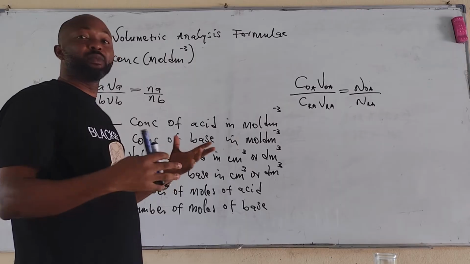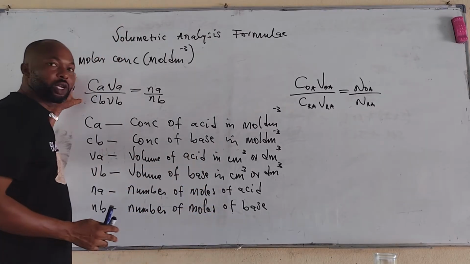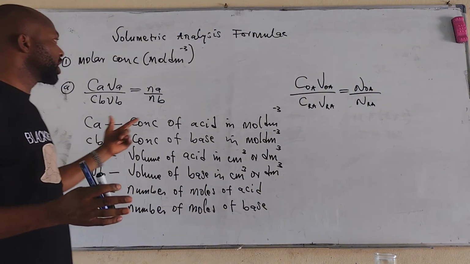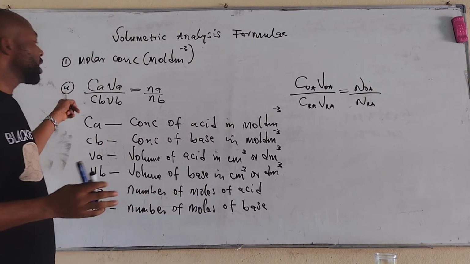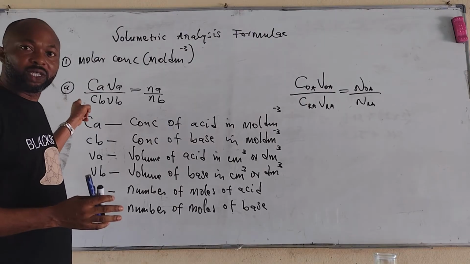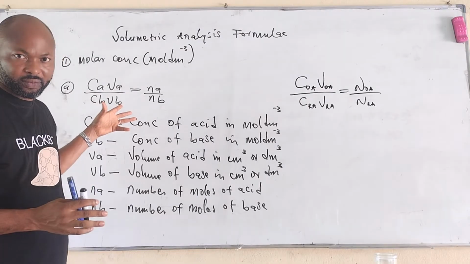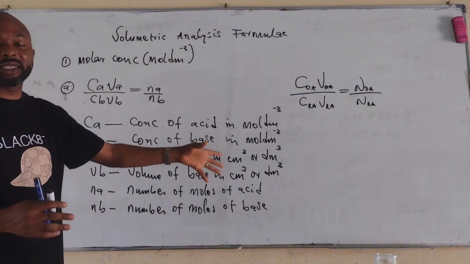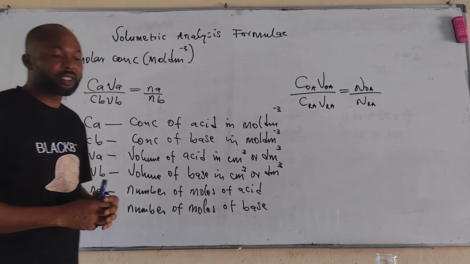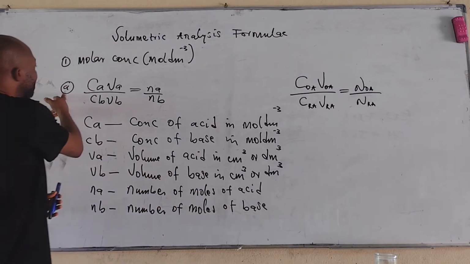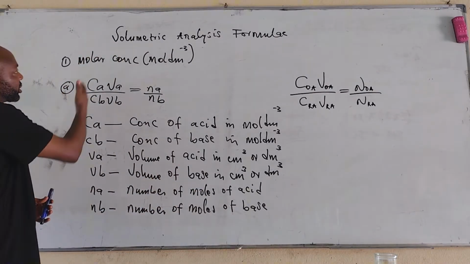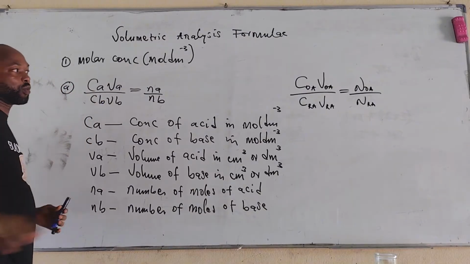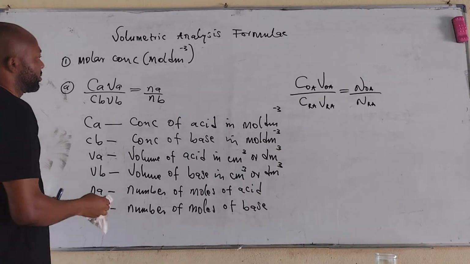When we're dealing with acid-base titration, this is what we use. You must know the difference and when to use them. If you are dealing with redox and you use the acid-base formula, you're going to lose some marks for using the wrong formula. When you're dealing with acid-base and you use the redox one, the same thing applies. You're going to lose some marks in the process. So our first one, A, is the molar concentration formula. Let's look at B.